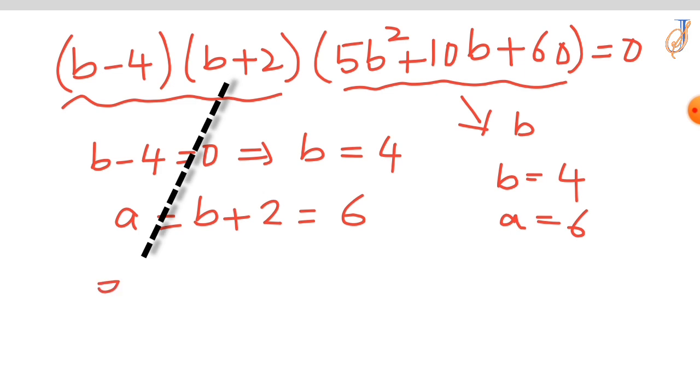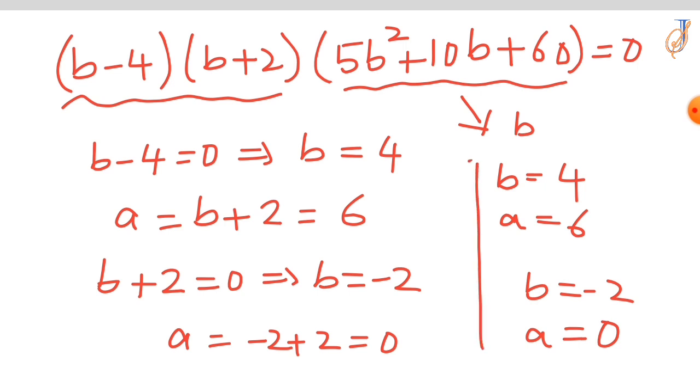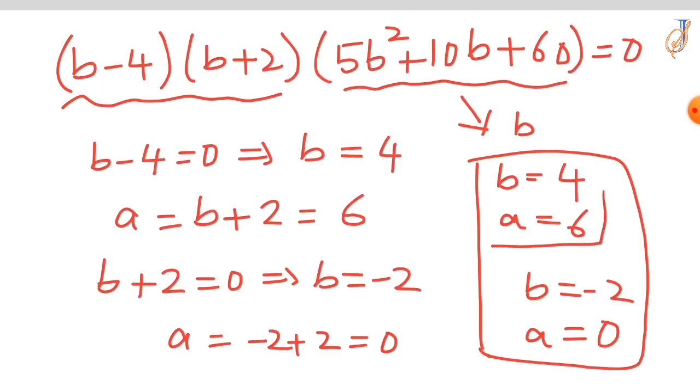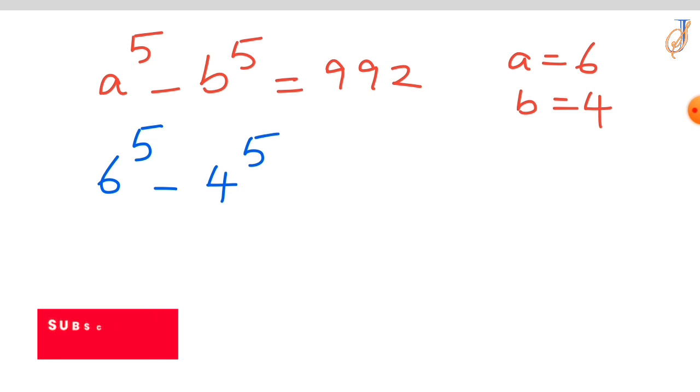If b equals minus 2, then a equals minus 2 plus 2, which gives 0. So if b equals minus 2, the a value is 0. Substitute these values in equation 2, that is a to the power 5 minus b to the power 5 equals 992. So first the values are a equals 6, b equals 4. So the a value is 6 to the power 5 minus the b value 4 to the power 5.